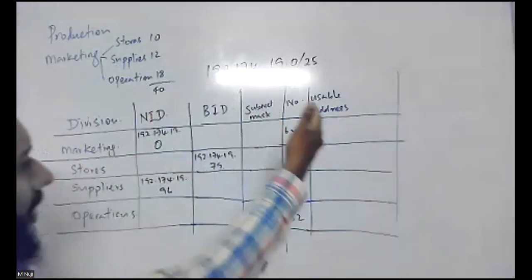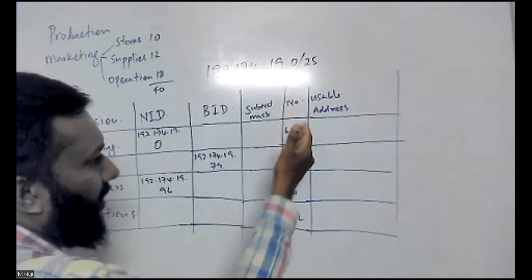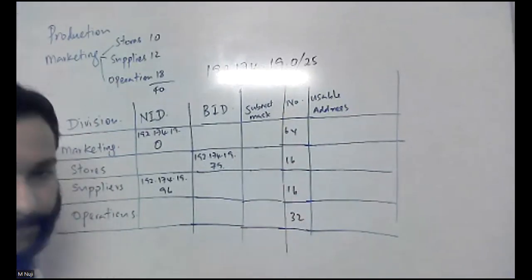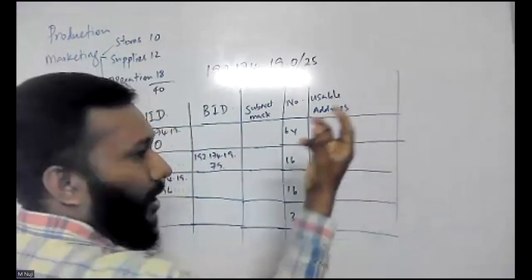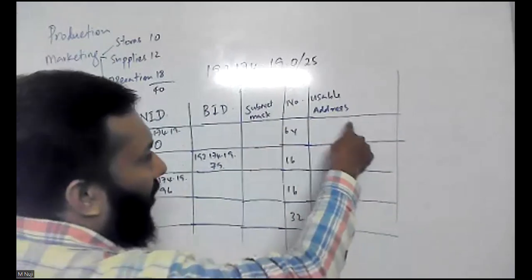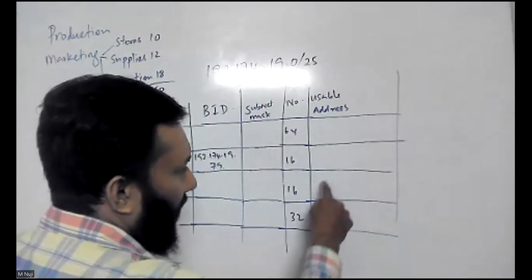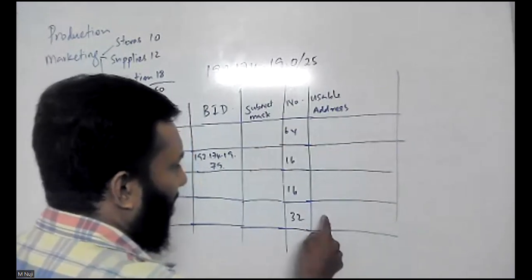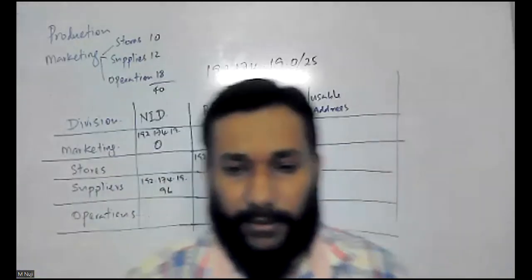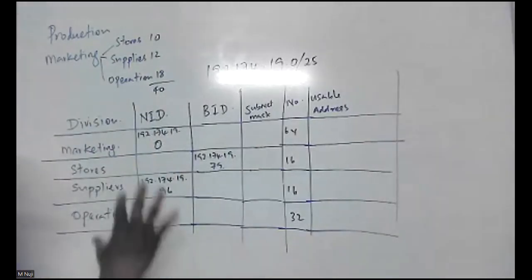So look at this one. The number of nodes is 64 here, 16 for this, and 32 for this one. The usable address quantity is also different: this is 62, this is 14, this is 14, and this is 30. And your subnet mask portions will also change. So this is the concept.